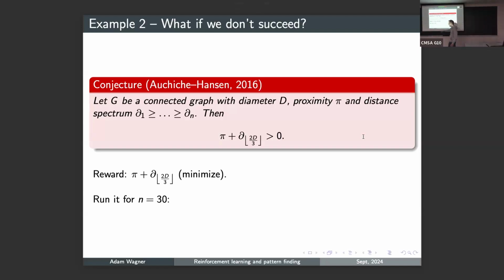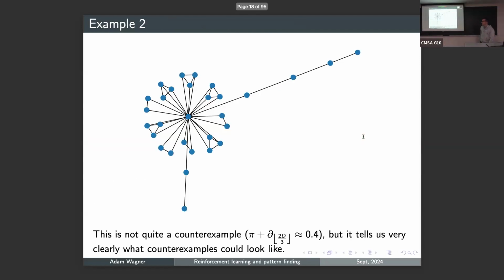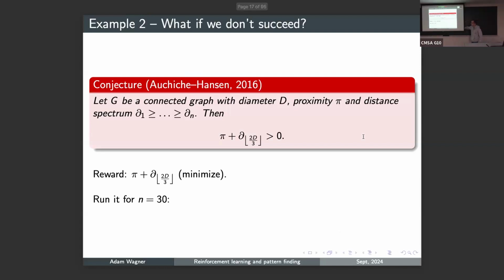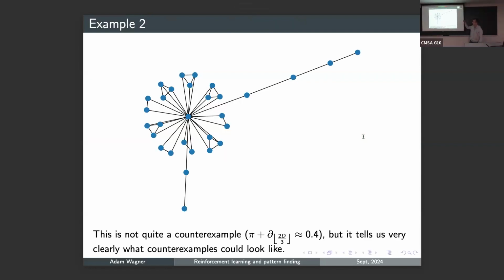You pick your value of n, you plug it in, and when you come back from a holiday a few days later, you find this graph. So this is the best construction your method was able to find after a couple of days of learning. Now, the value of pi plus delta for this particular graph is something like 0.4, but the conjecture was that pi plus delta is always positive. So the fact that here it's 0.4 simply means that in this example, the reinforcement learning algorithm wasn't able to find a counterexample of the conjecture for n equals 30.